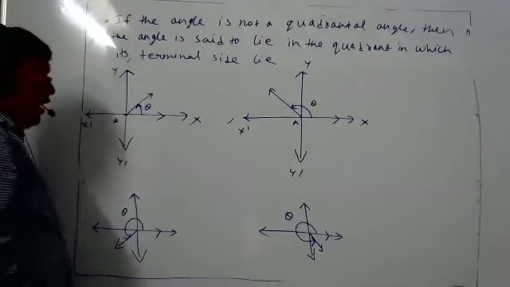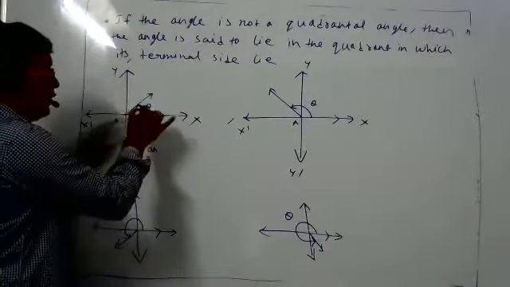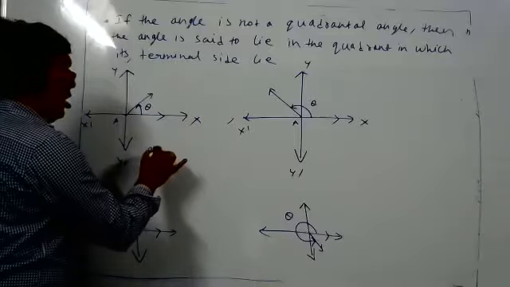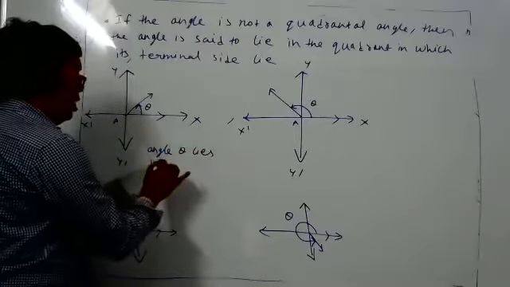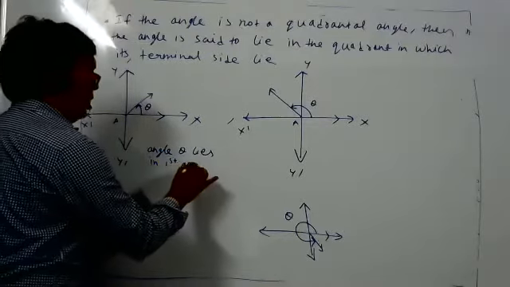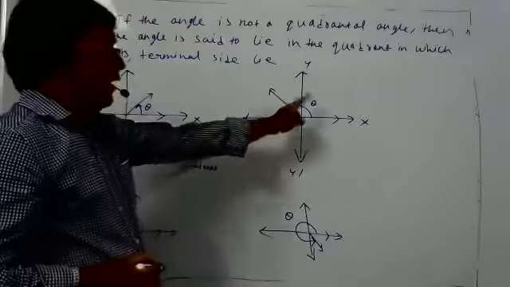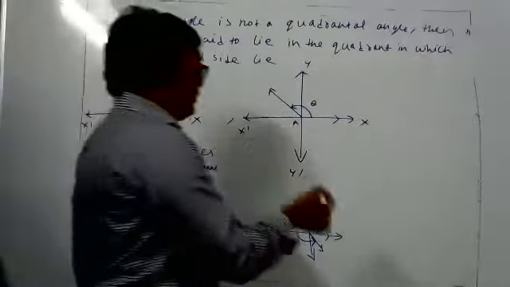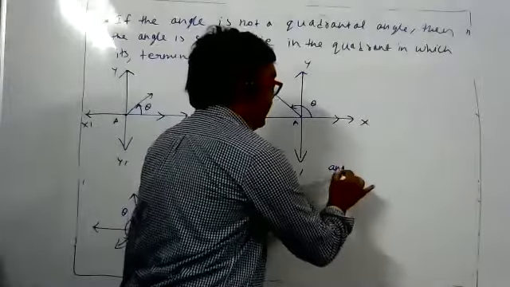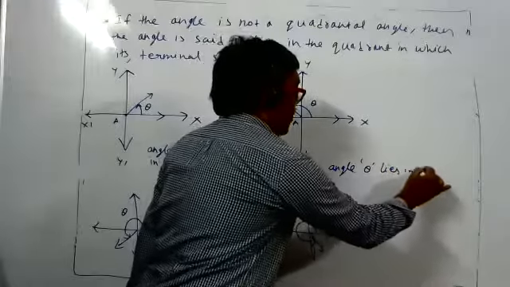First quadrant. So the terminal side lies in the first quadrant. So this angle theta lies in which quadrant? We say angle theta lies in the first quadrant, whereas in the second diagram, the terminal side lies in the second quadrant. So we say angle theta lies in the second quadrant.